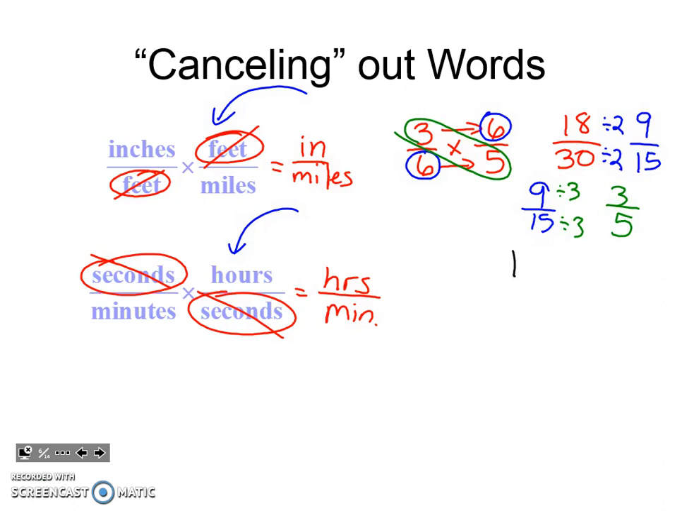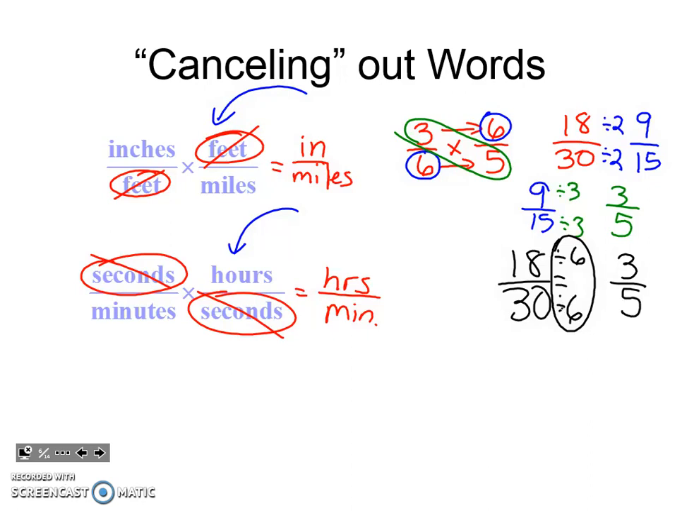So in other words, if I start off with 18 over 30, and I divide it by the greatest common factor, which is 6, I'm literally canceling out or getting rid of the 6. So 18 divided by 6 gives me 3, and 30 divided by 6 gives me 5.